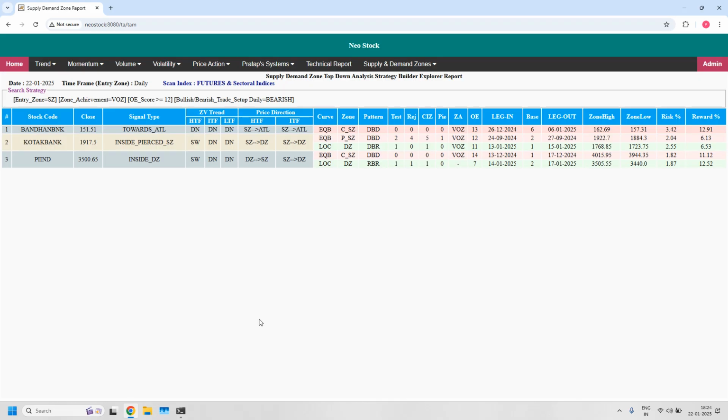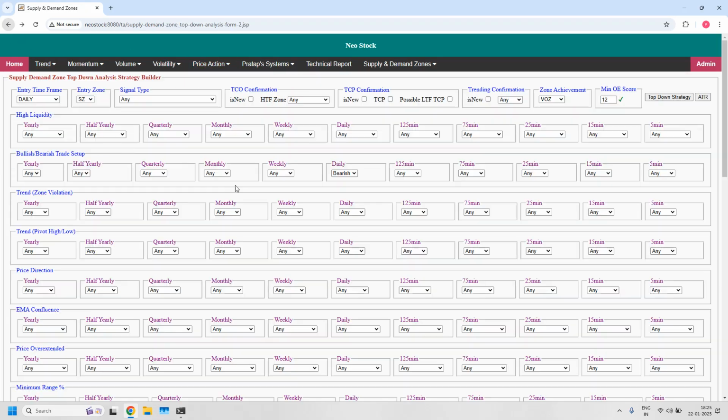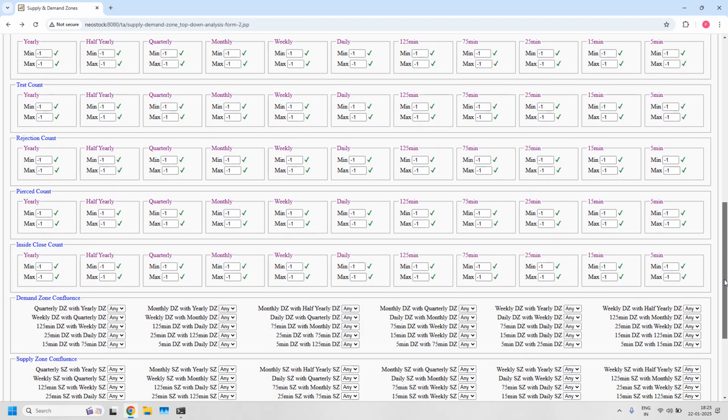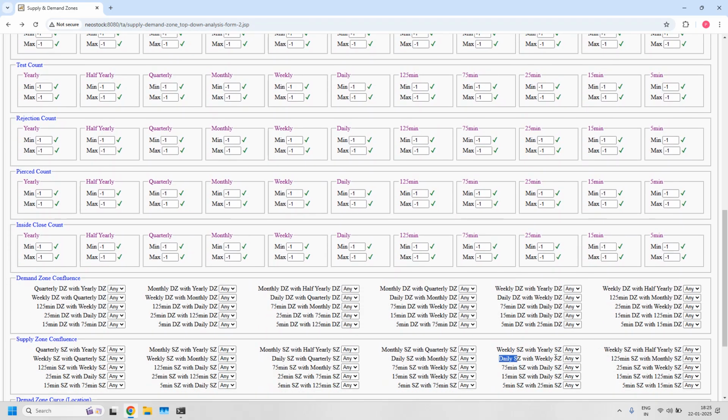And entry time frames are daily supply zones. Out of these 3 daily supply zones, some of these supply zones might be having high priority based on high liquidity. Apart from that, we can also filter these stocks based on zone confluence. First filter is LTF, ITF supply zone confluence. That is nothing but a daily and a weekly supply zone confluence. I am enabling the filter.